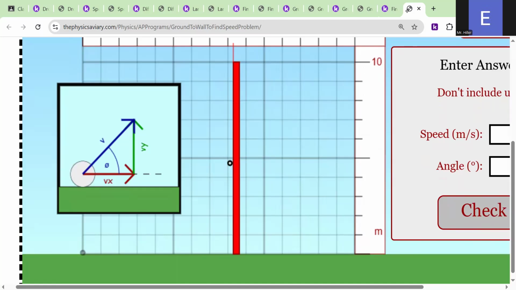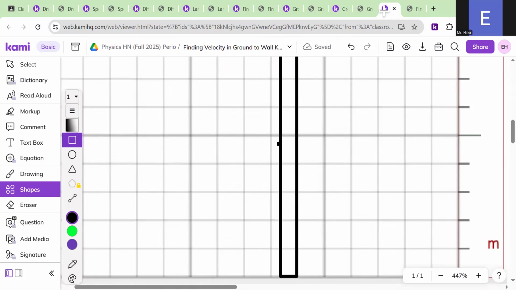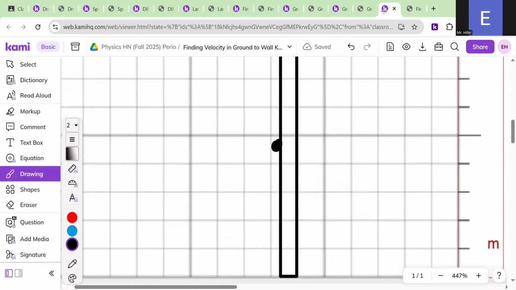The ball, in my case, is hitting just a little bit less than 5 meters high. So if I had to estimate that, let's see, 1, 2, 3, 4.5, I don't know, 4.8 maybe. But it's hitting about right there. Oops, sorry, it's hitting about right there.